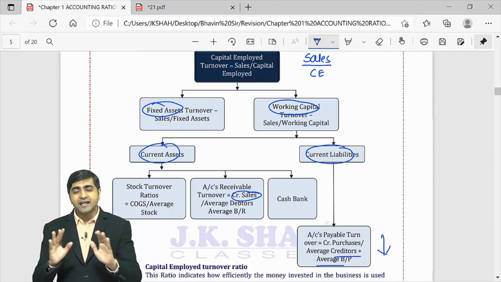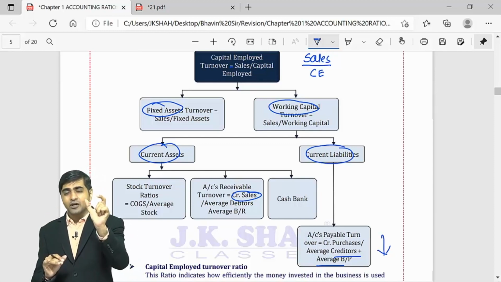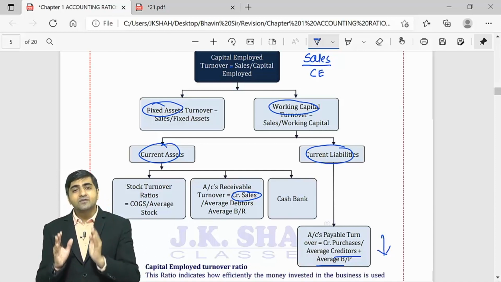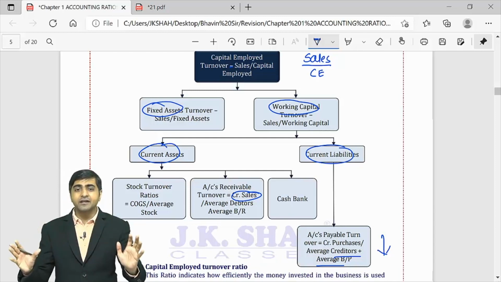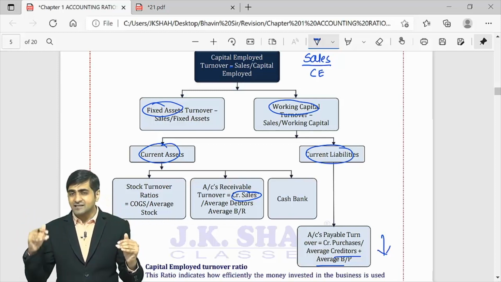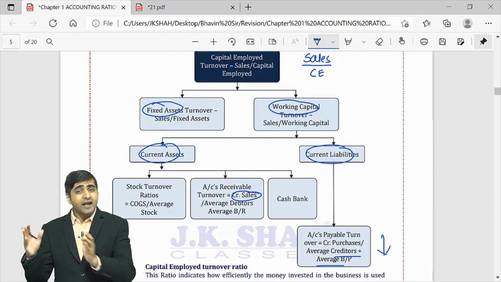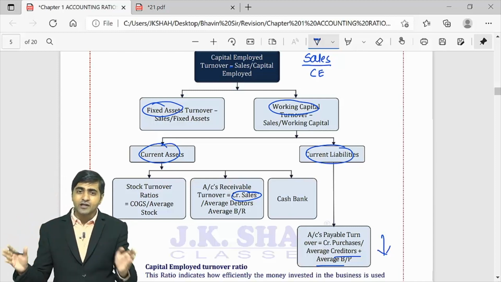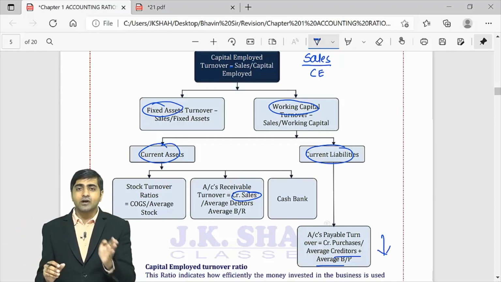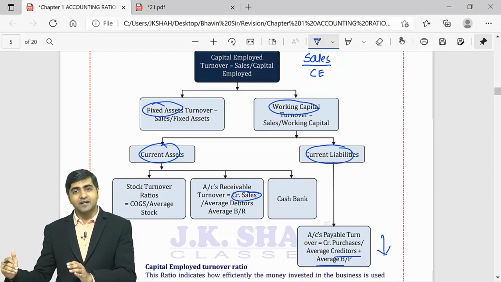Okay, so my dear students, ultimately the conclusion is like this: while understanding the turnover ratios, understand it like this. We have the capital employed turnover ratio, which is nothing but sales upon average capital employed. Then this capital employed is divided into two main parts, fixed assets and working capital. Sales upon average fixed assets and sales upon average working capital. And guys, the working capital we further divide into current assets and current liabilities.